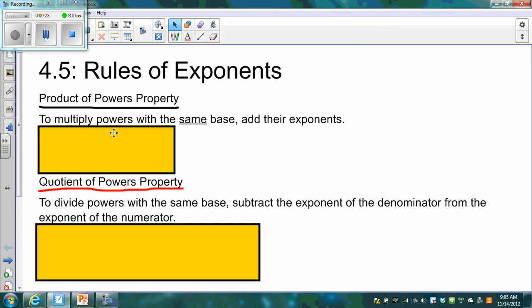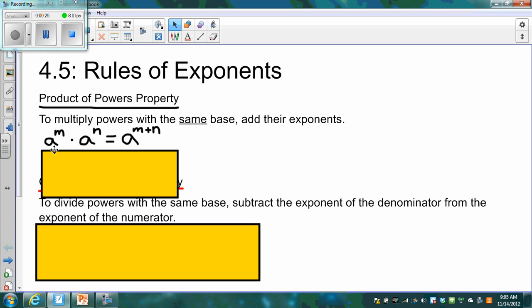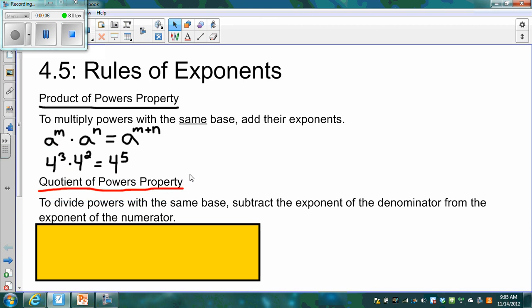For example, if you have a to the m times a to the n, the a's are the same base, so we can simply add their exponents. It's equal to a to the m plus n. An example with numbers is 4 to the third power times 4 to the second power, which is the same thing as 4 to the fifth power. A lot of times, while you could solve for the number, I'll ask you to leave your answer in exponent form.